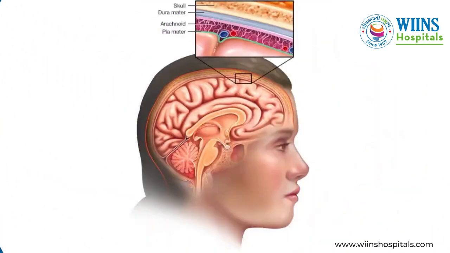The tumor in the brain can also arise from its coverings which cover the brain, and that is called the meninges of the brain. If it arises from the coverings, it is called a meningioma.